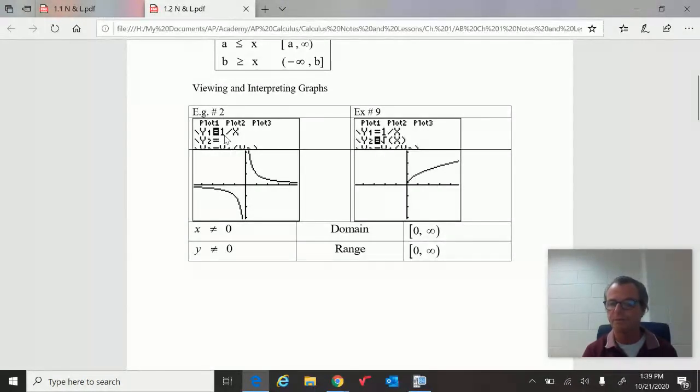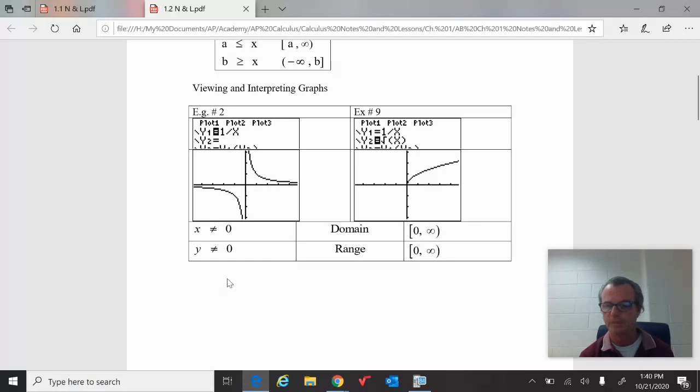So here's your graph. The domain is all reals except for 0. The range is all reals except for 0. We can abbreviate it. x can't be 0. y cannot equal 0. All reals is implied.